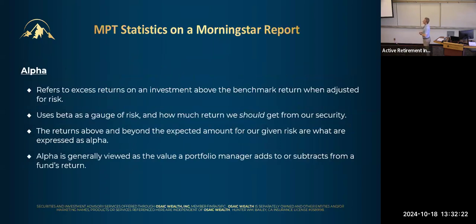The next thing we're going to talk about, which is directly related to beta, is alpha. Alpha is basically how much more did I make for the level of risk I took on. Think about the nominal return, which is just what percent did my asset go up. That might be more or less than we expect based on the beta that's measured for the individual security.